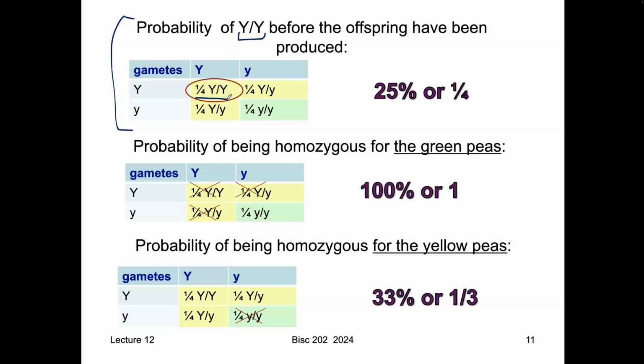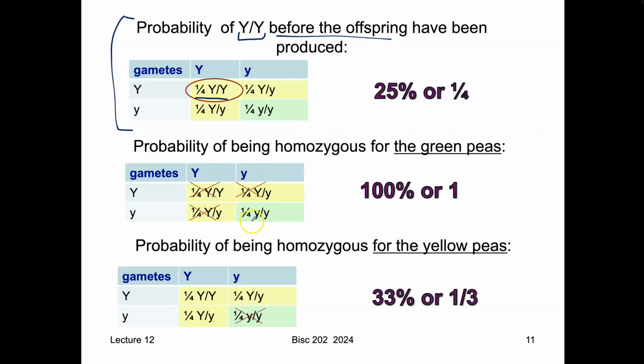So if you had all the peas in a big bag that had been produced by that cross, and you just closed your eyes and picked one out, there's a 1 in 4 chance that the one you picked out would be homozygous dominant. And so this is for before the offspring have been produced, or before you know anything about them, before you've looked to see what color, for example, the peas are.